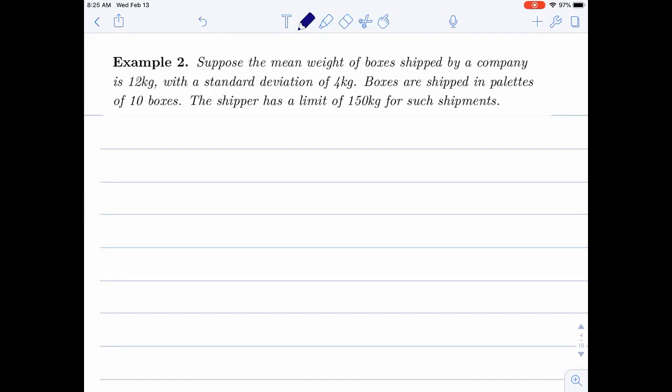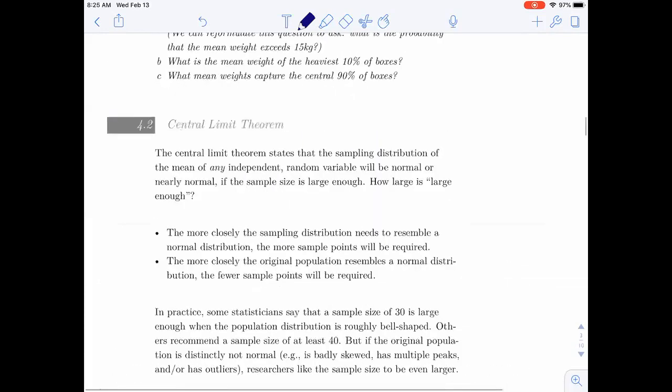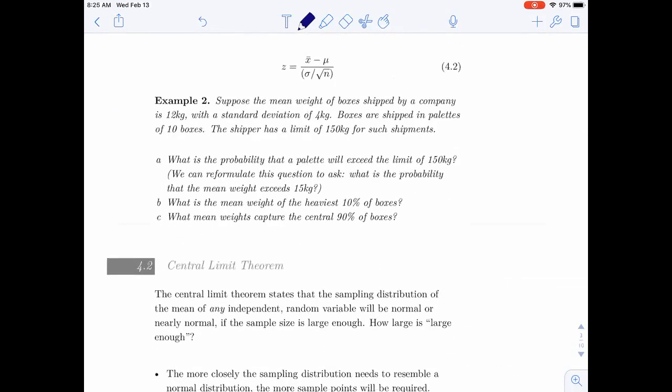Right? So let's see here. A, what's the probability that a pallet will exceed the limit of 150 kilos? And so we can rework this question, right? Because 150 kilos, if there's 10 boxes, that's really just saying, well, what's the probability that the mean of each of these boxes is more than 15 kilos, right? Because we've got 10 boxes.